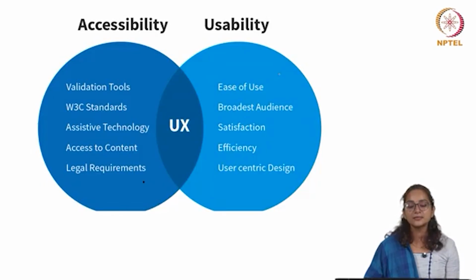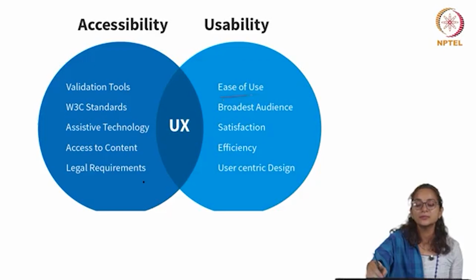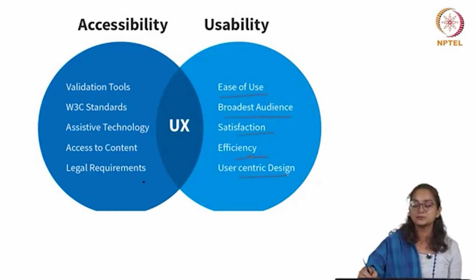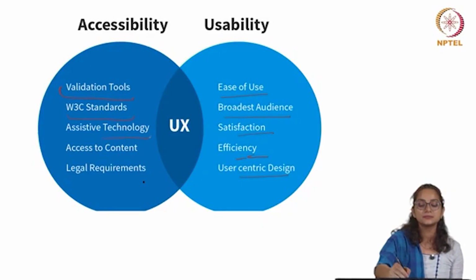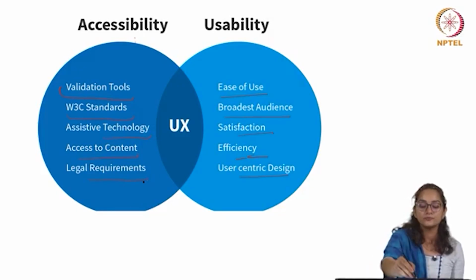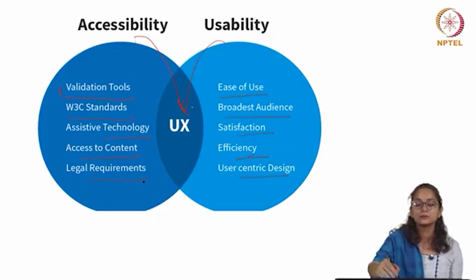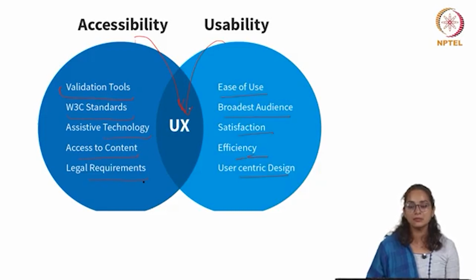In order to understand the overlaps and differences between accessibility and usability, this is a very useful kind of Venn diagram. As we discussed, usability pertains to ease of use, broader audiences, satisfaction, efficiency, user-centric design, and various aspects. Accessibility also pertains to validation tools, standards, assistive technology, access to contents, legal requirements, and both of them contribute to a better user experience.